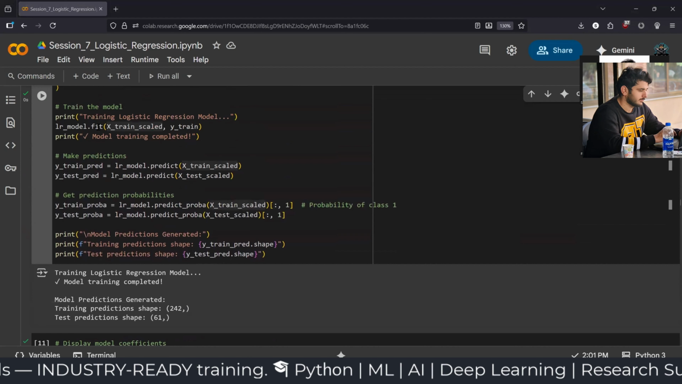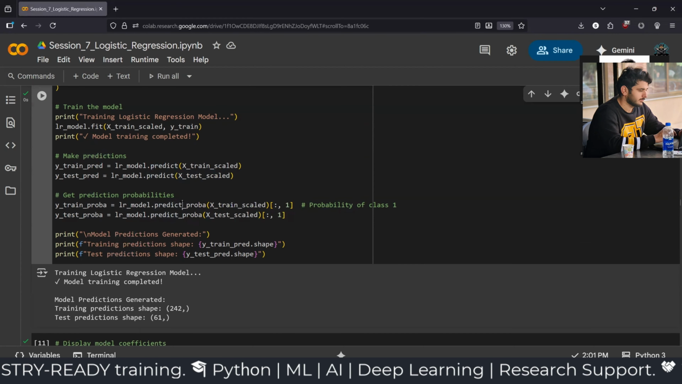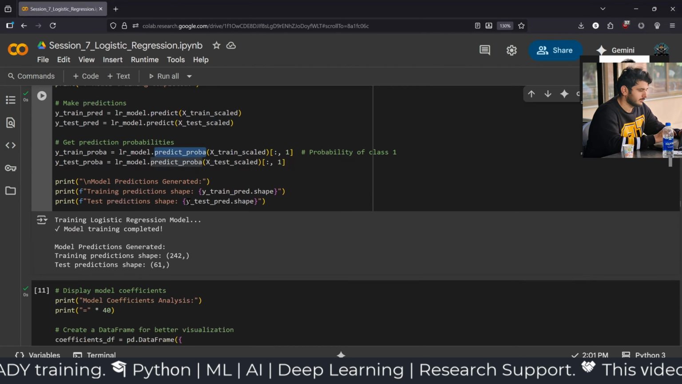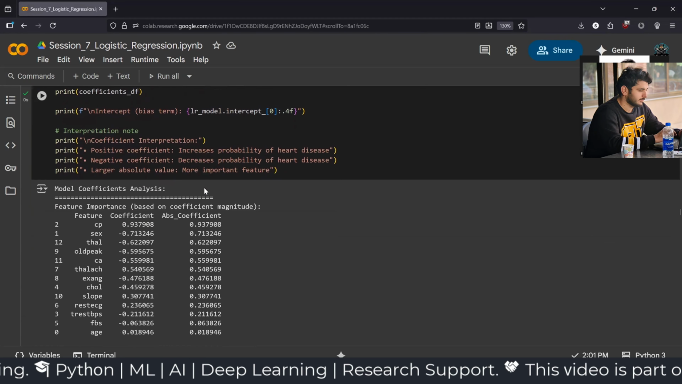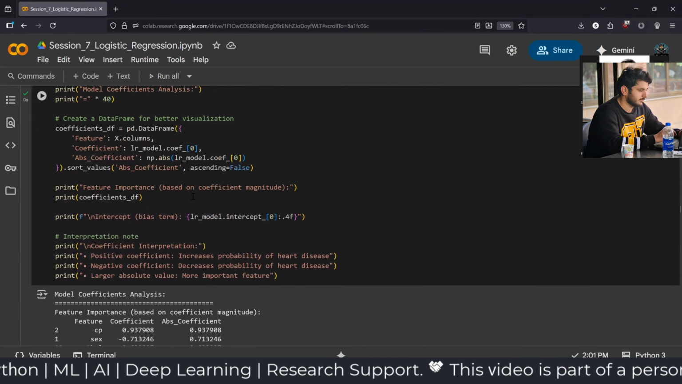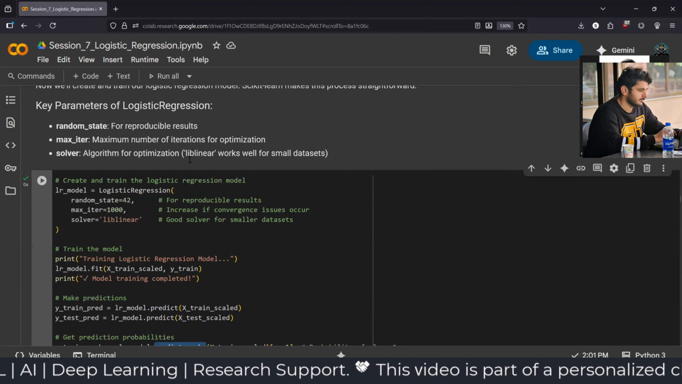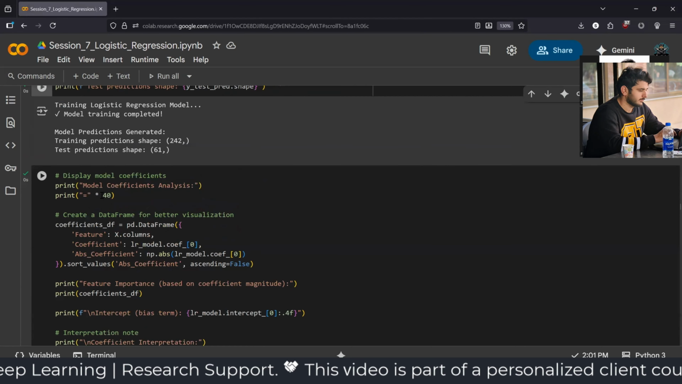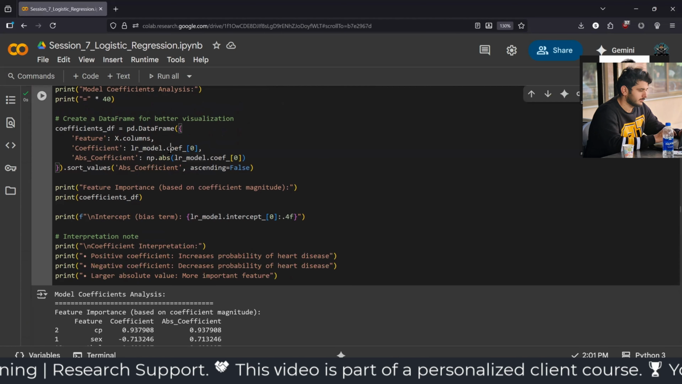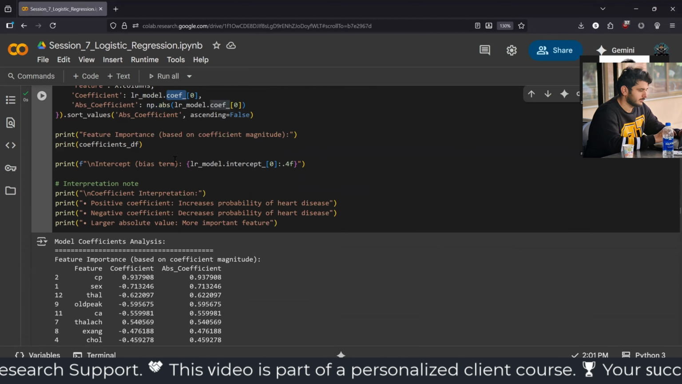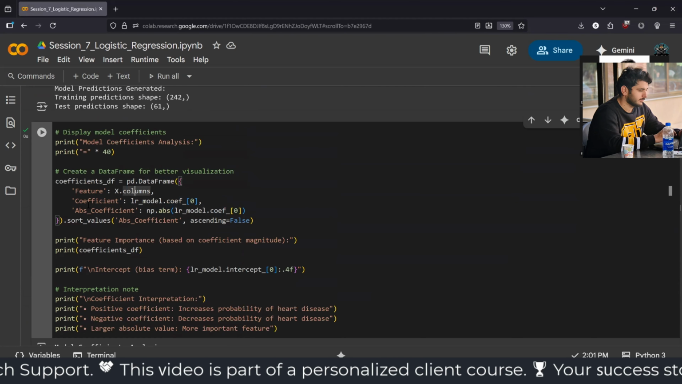Again, we train the model, we get the predictions, and we get the predicted probabilities, the probability of each class. And we can also extract the coefficients from the model. Here we trained the model with the name lr.model, and we can use lr.model.coef_ to get the coefficient values. X.columns gives us the names of the columns that we're using. So we're creating this simple data set that gives us the feature, its coefficient value and absolute coefficient value. And in evaluation, we go with accuracy, precision, and recall that we already discussed.